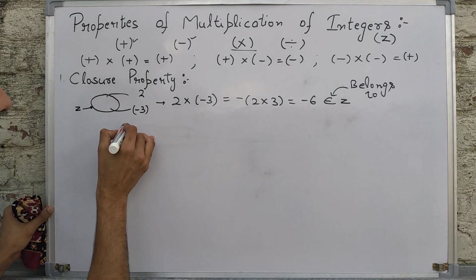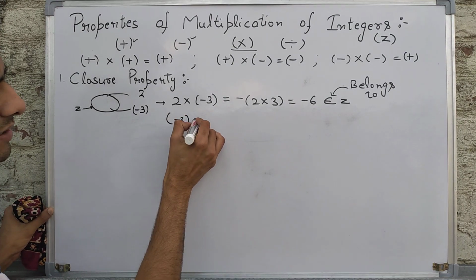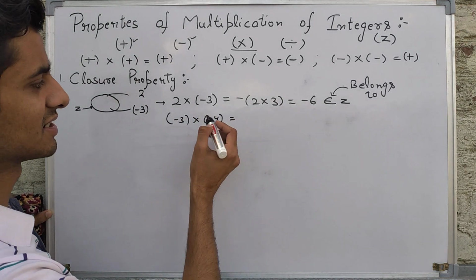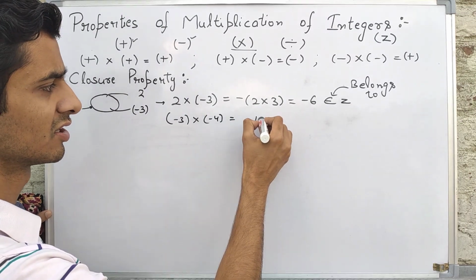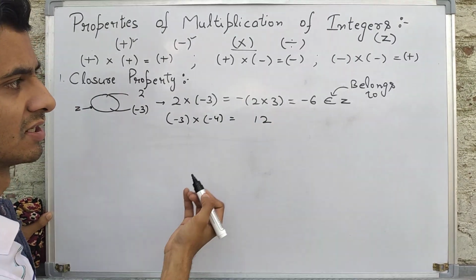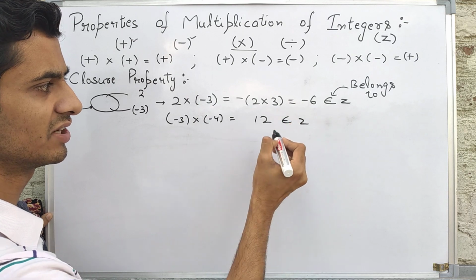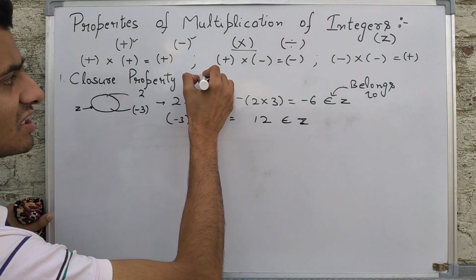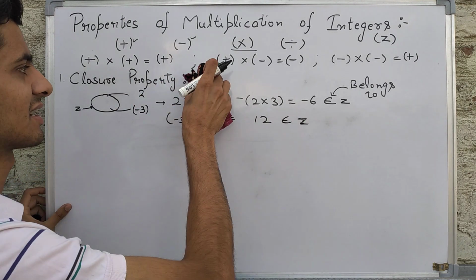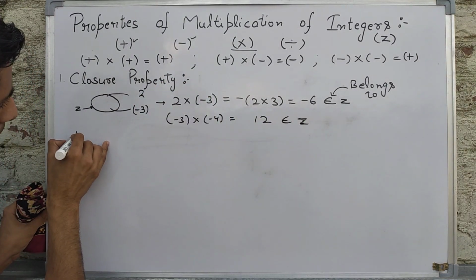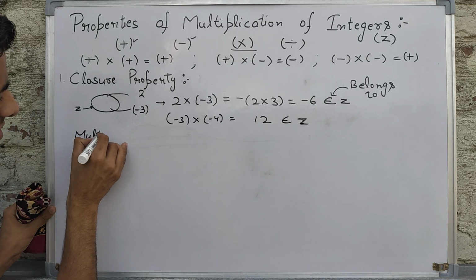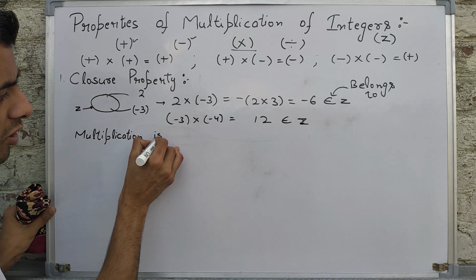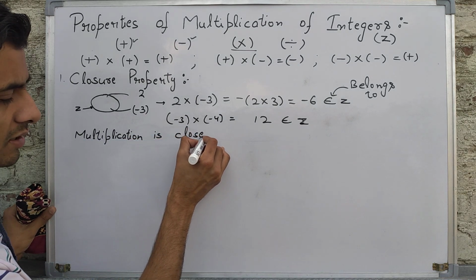You can take one more example also. Suppose you have -3 and -4. To multiply it, the result would be 3 into 4, 12, and the sign would be positive. So this also belongs to the set of integers. Therefore we can say that multiplication is closed for integers.